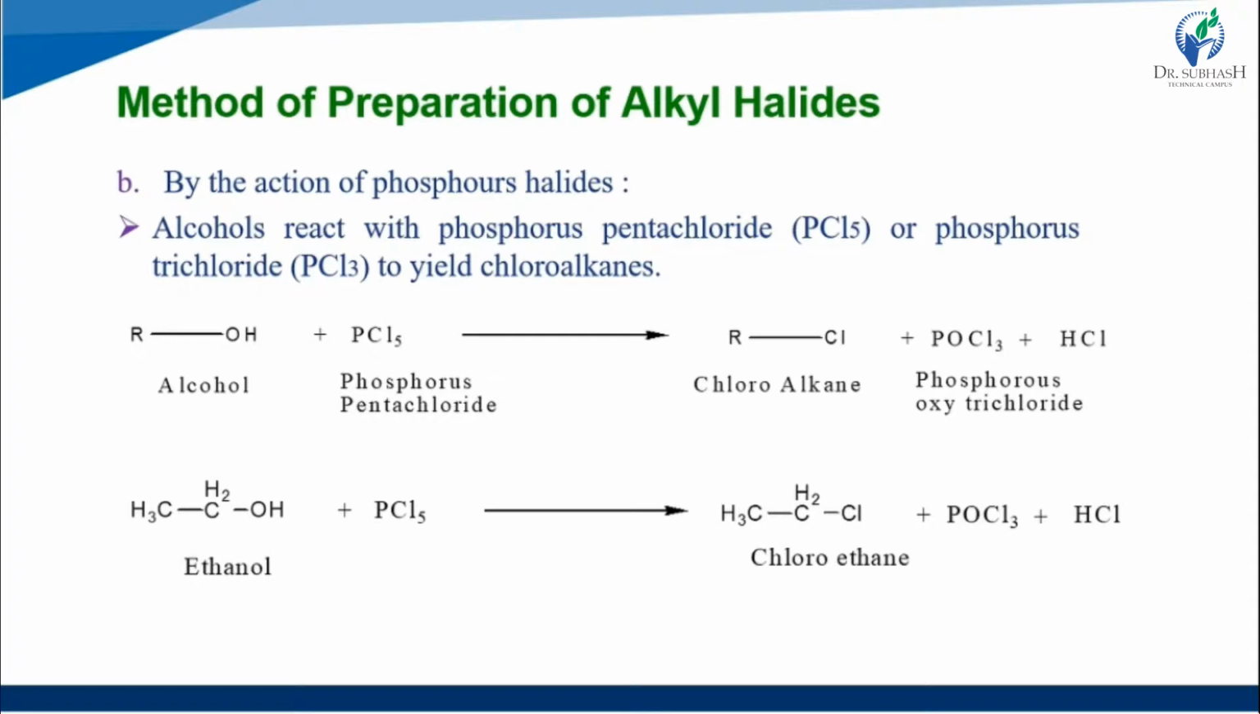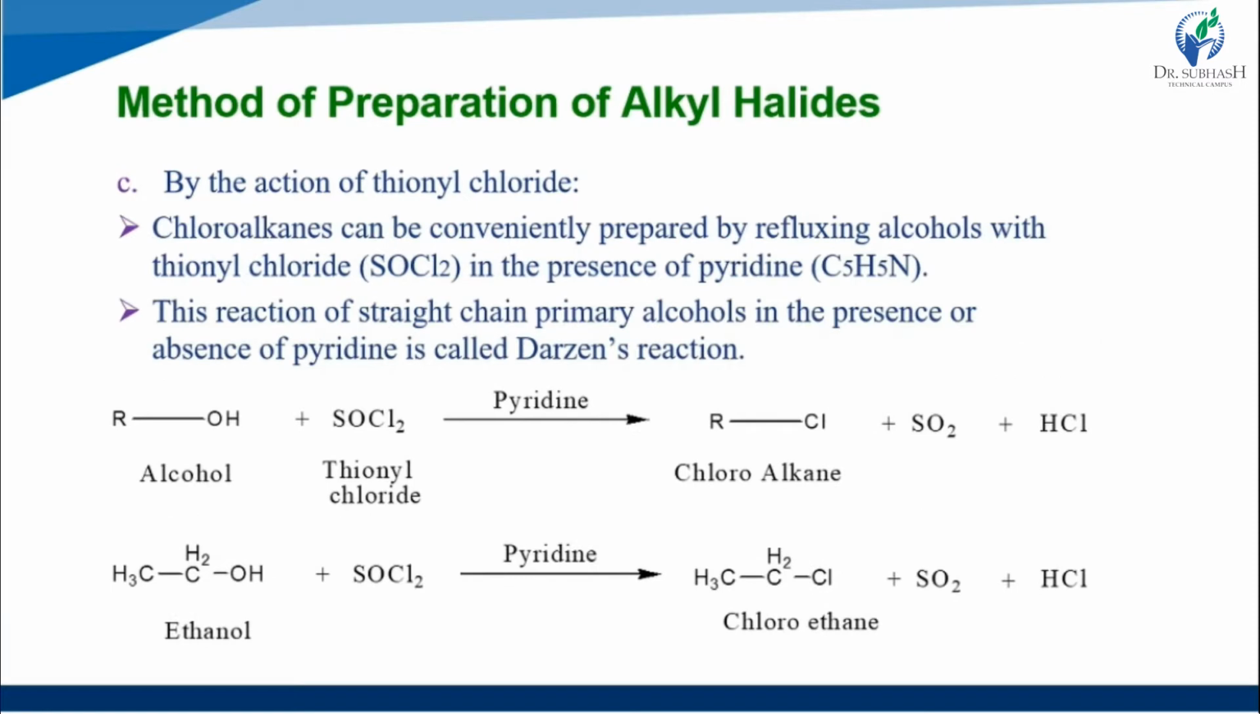Now we see the named reaction. We take one ethanol plus PCl5, that is phosphorus pentachloride. Both are reacted, making chloroethane, and one POCl3 is liberated and one HCl molecule is also liberated.